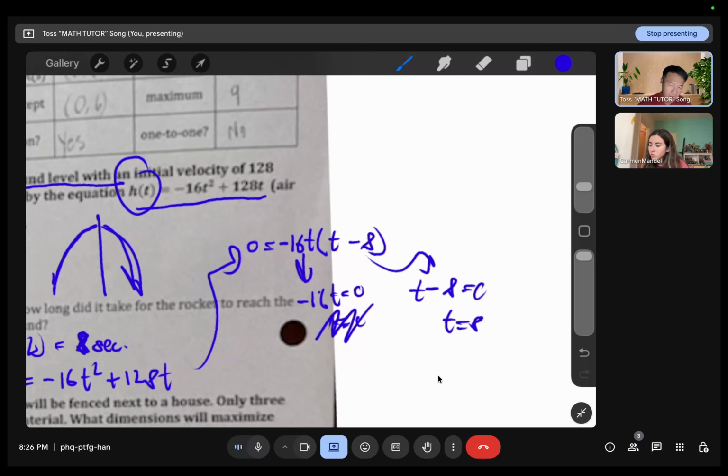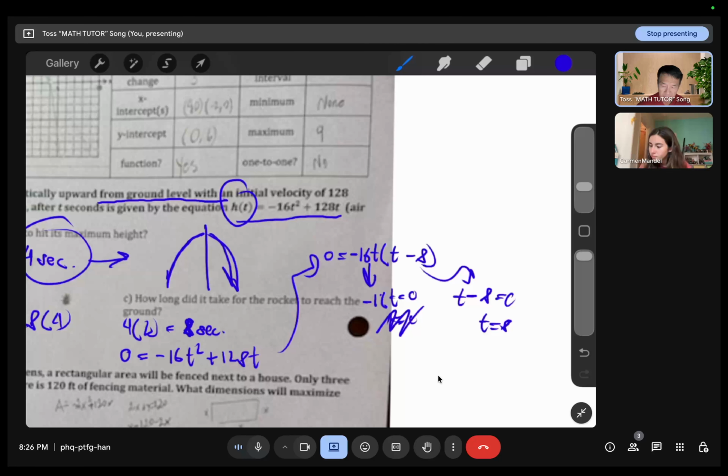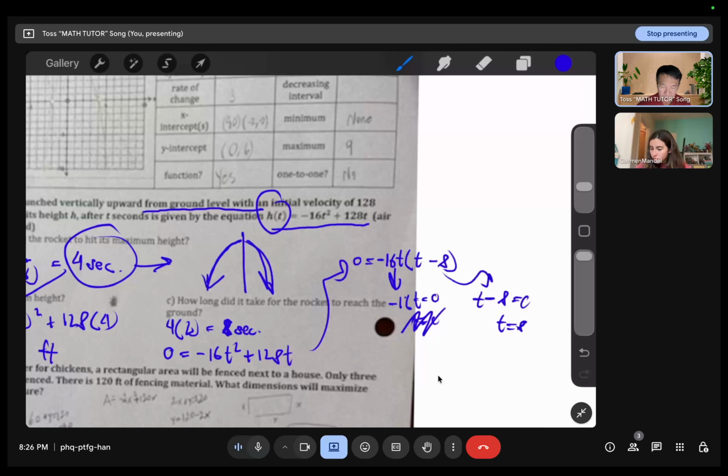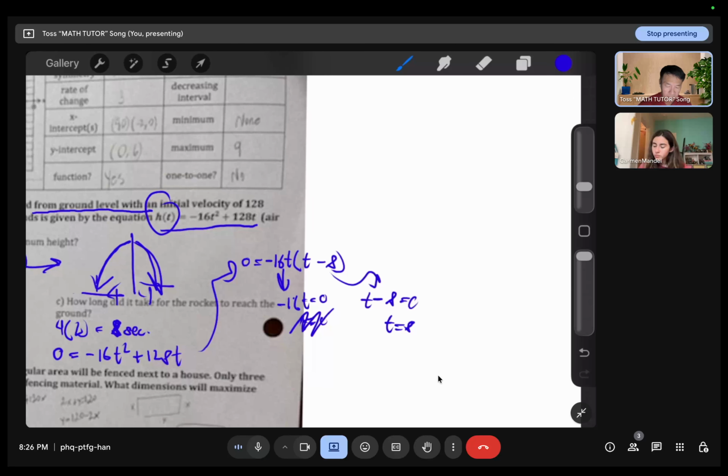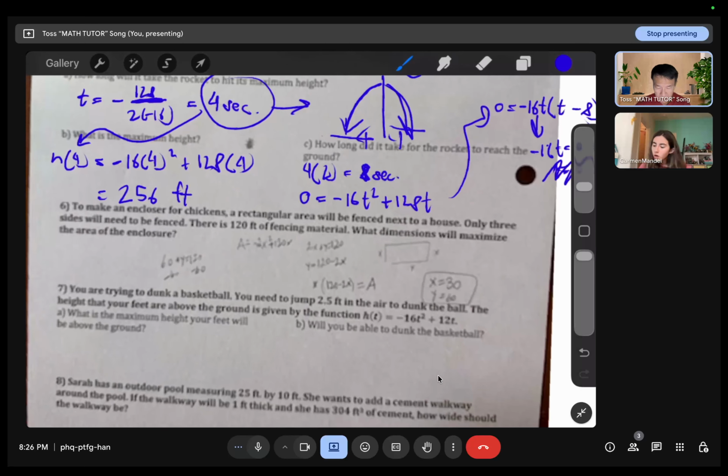I think your teacher may want you to show this. But if you want to be clever, you could go and double it. I think your teacher will be okay with that too. 4 here, and then 4 here. So anyway, it's seconds. Make sure you write seconds here as the unit.